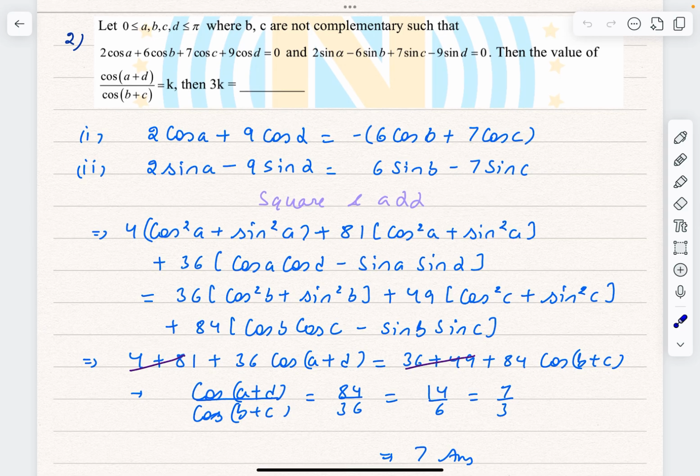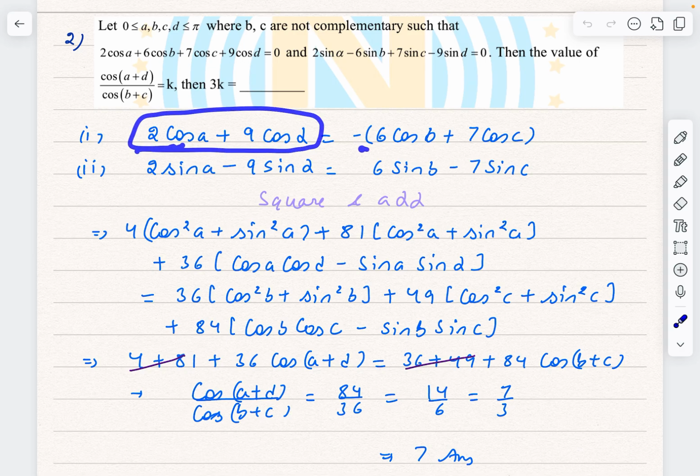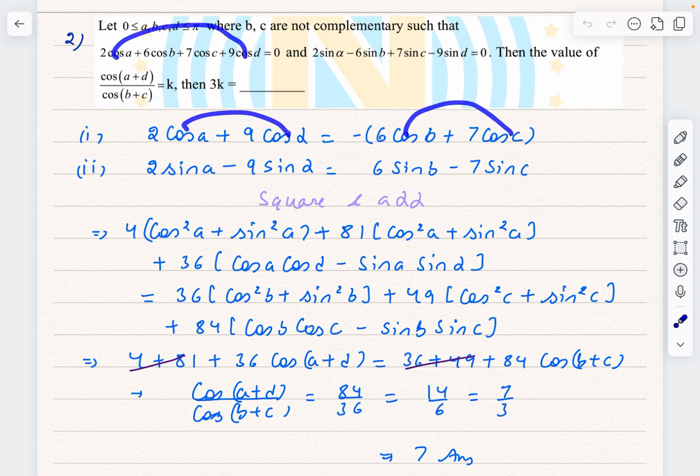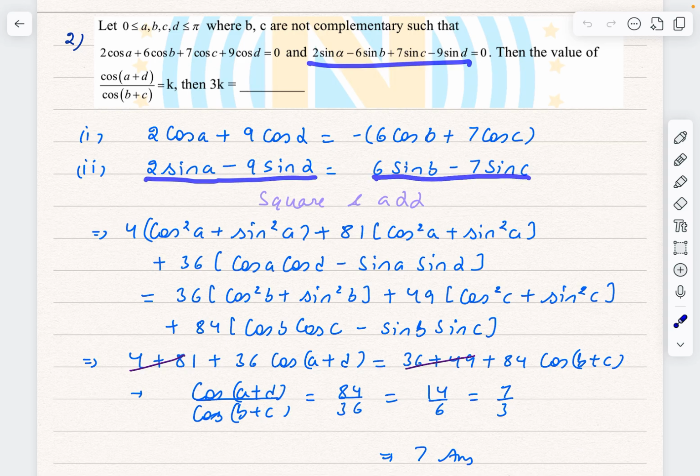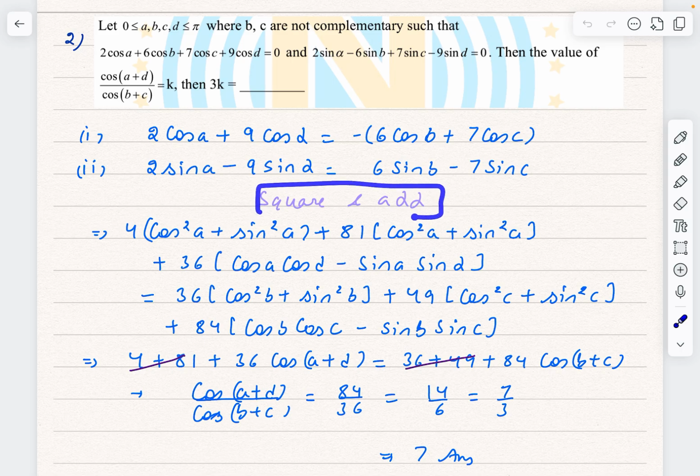See what we could have done here. We can take 2 cos A plus 9 cos D on one side and rest everything on the other side. Because in the problem, if you see, they're asking cos (A plus D) by cos (B plus C). So I'll take A and D terms on one side and B and C on the other side. So you get 2 cos A plus 9 cos D equal to minus of 6 cos B plus 7 cos C. Same thing here, 2 sin A minus 9 sin D is equal to 6 sin B minus 7 sin C. Now just square and add them.